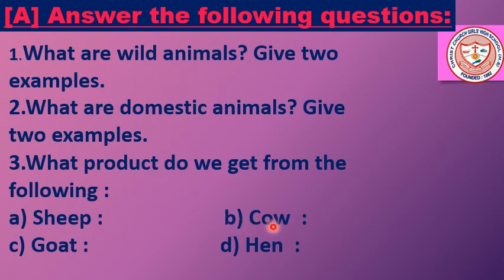Now B. Cow. Correct. Cow gives us milk. Number C. Goat. So what do we get from goat? Yes. Meat. Goat gives us meat. And the last one. D. Hen. Hen gives us egg and meat. Understood?